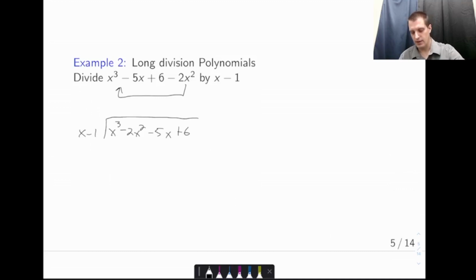And let's do the same thing over again. How many times does x go into x cubed? It goes in x squared times. Combining steps 3 and 4, I'm going to get negative x squared times x minus 1, which gives us negative x cubed plus x squared.